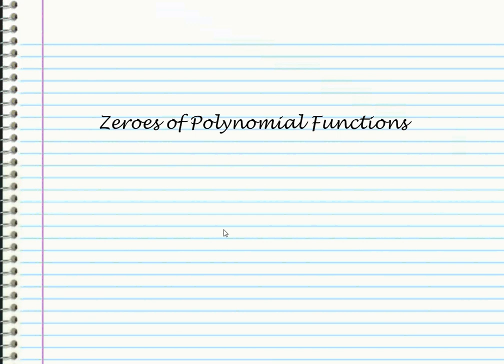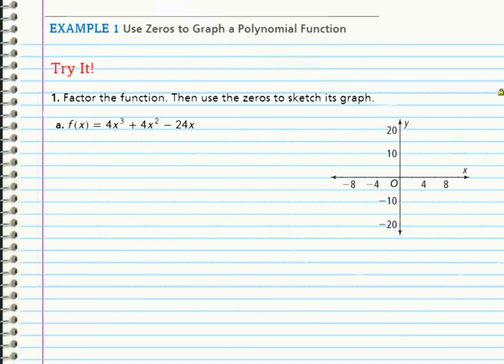Now, quadratics, obviously, we could use the quadratic formula. We don't have something fancy called the polynomial formula. So let's talk about this. We're going to factor the function, then use zeros to sketch its graph. So here's our function. f of x or y equals 4x cubed plus 4x squared minus 24x.